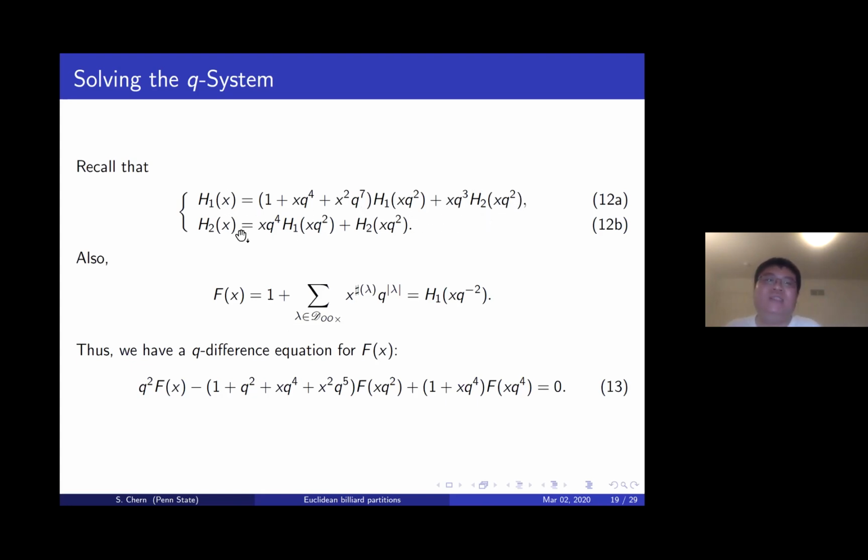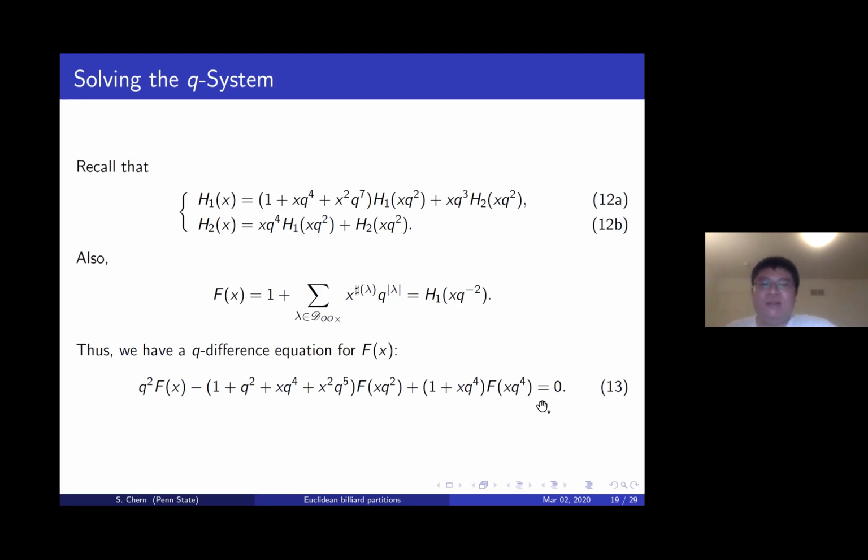So h2 is just h1 minus this guy, and then divided by x times q cubed, and then we shift it by q, and we replace x by x times q to the power of -2. And then we make the substitution into the second equation, and we have a Q-difference equation for h1. In other words, we have a Q-difference equation for f of x, which is this Q-difference equation.